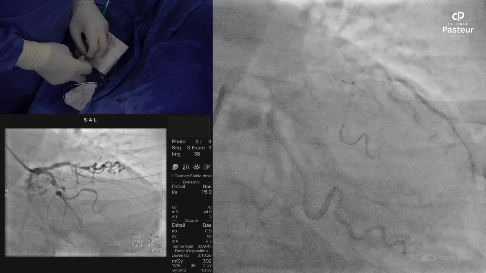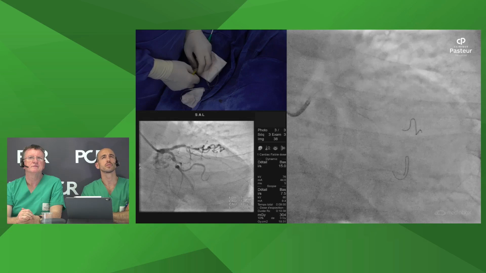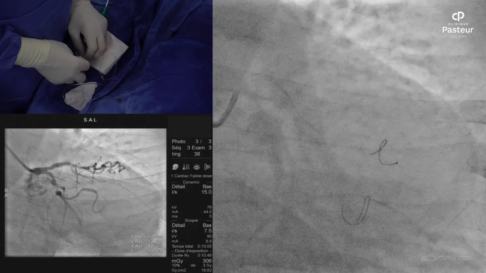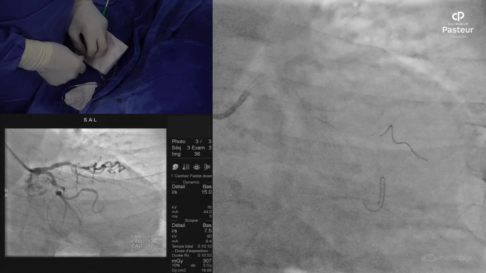Did you change the band from the beginning or not? No. It's just the same band, but you see here now we have the circumflex. It's very difficult. So with this difficulty, it's a matter of patience.